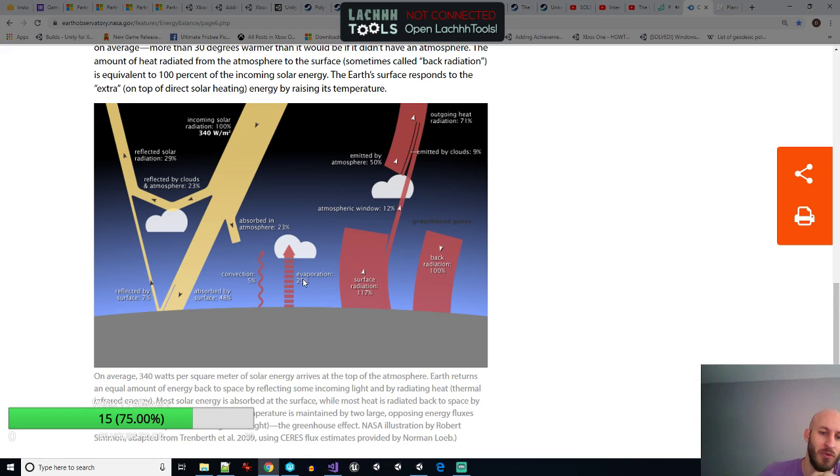And then, interestingly enough, even more important than that is evaporation of water into the atmosphere carrying heat. And then an interesting thing is this surface radiation is 117%. So initially the surface of the Earth is outputting more heat than is coming in from the sun. So you would think if that were the case, the Earth would be cooling off, right? What's going on there? And how can it emit more than it got in the first place?